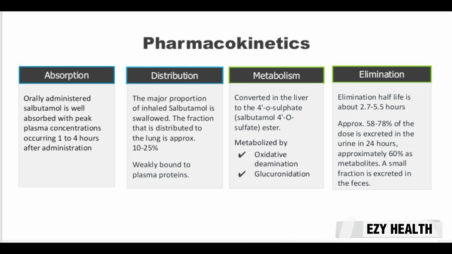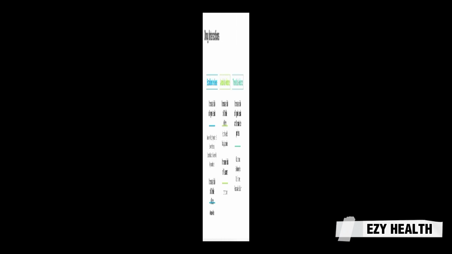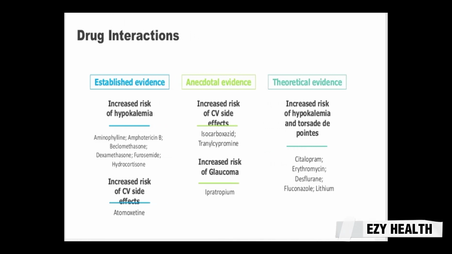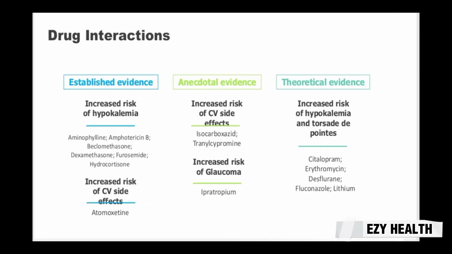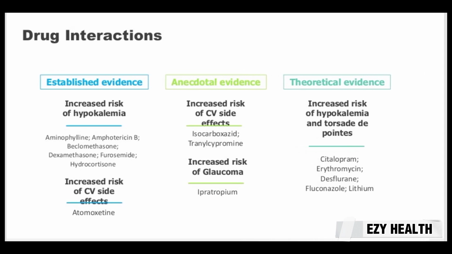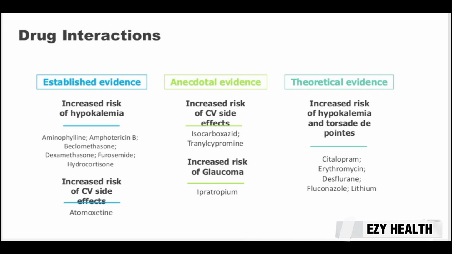Next, we will be discussing the drug interactions of salbutamol. So first, there is an increased risk of hypokalemia if it is used with amphotericin B, beclomethasone, dexamethasone, furosemide, or hydrocortisone. There is also an increased risk of cardiovascular side effects if it is administered with atomoxetine. There is also an increased risk of glaucoma if salbutamol is used with ipratropium.